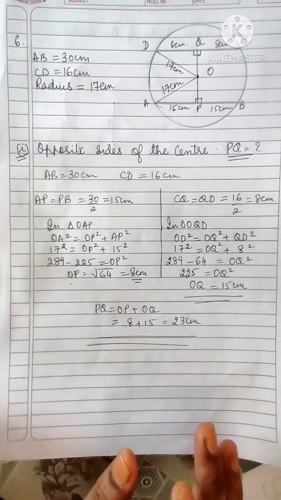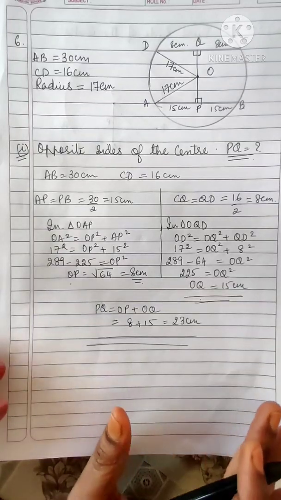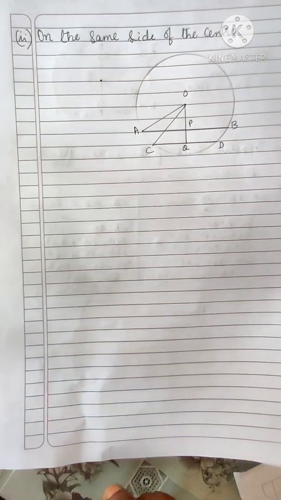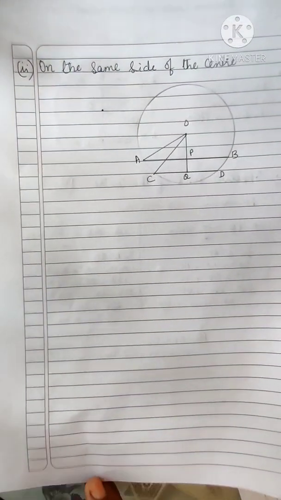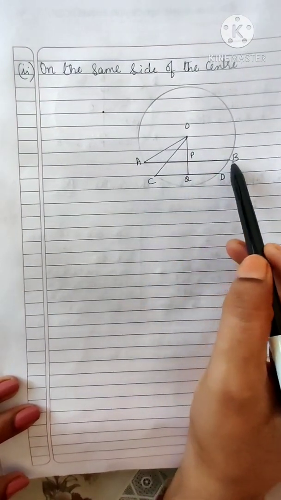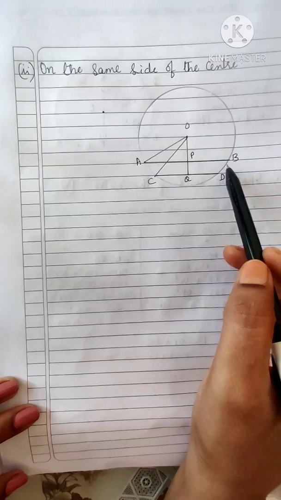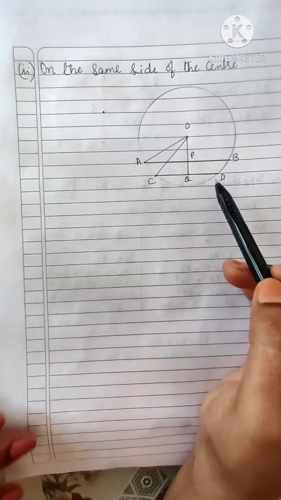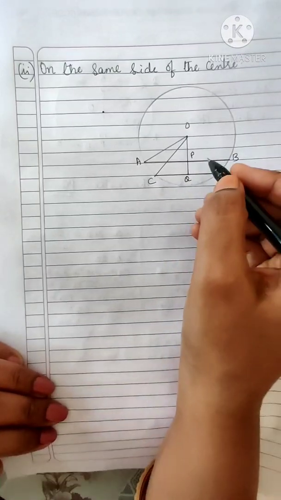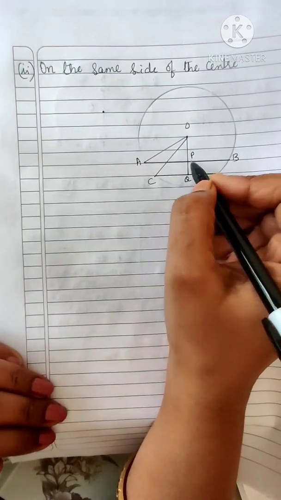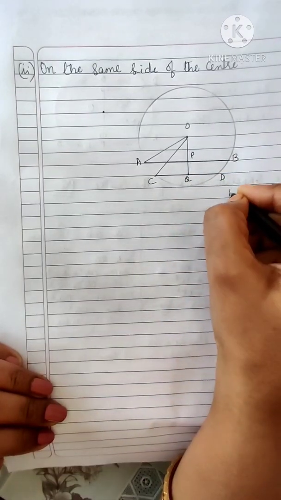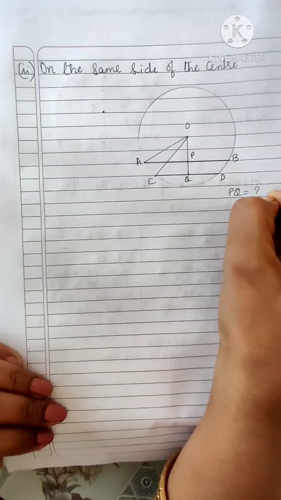Now the next case is when the chords are on the same side of the center. So the second case is when the chords are on the same side of the center. So this is your center O. AB is a chord of 30 centimeter and CD is a chord of 16 centimeter, and here they are lying on the same side of the center. You have to find the distance between the chords. That means you have to find again PQ.